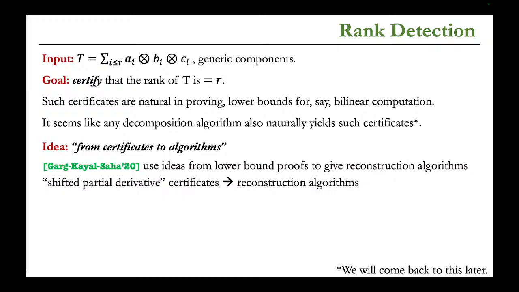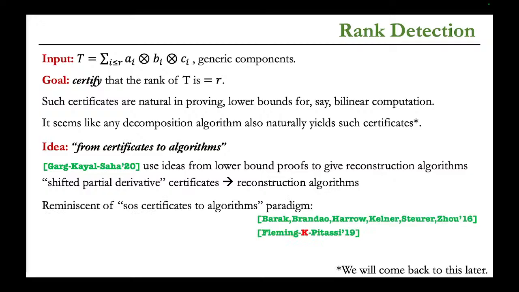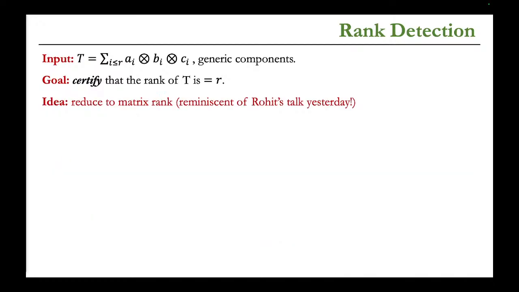So for example, they start on the shifted partial derivative certificate and actually get some algorithms. Actually, this idea, at least philosophically, is more general. If you know the SOS proofs to algorithm method, or SOS certificates to algorithm method, it's also quite similar, except there the certificates are SOS certificates and they're not rank certificates. Okay, so that's going to be our idea.